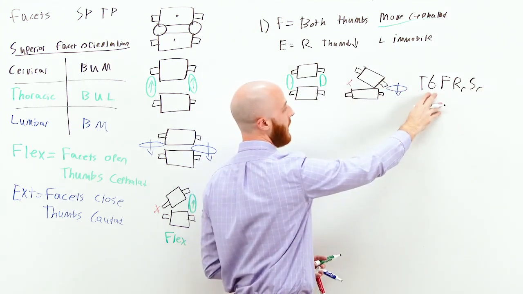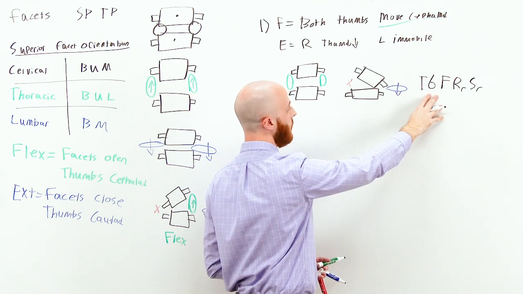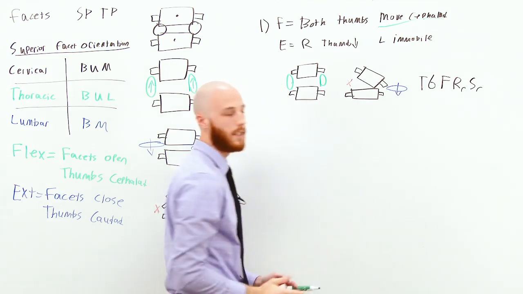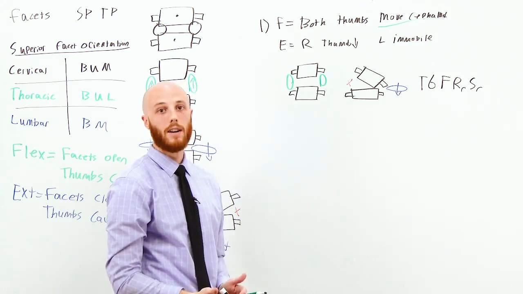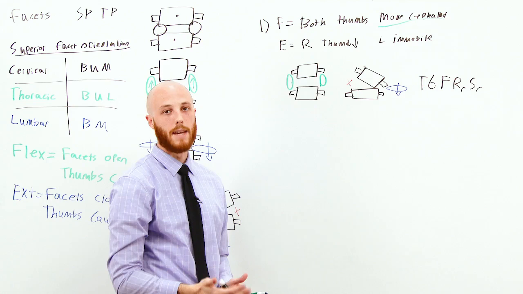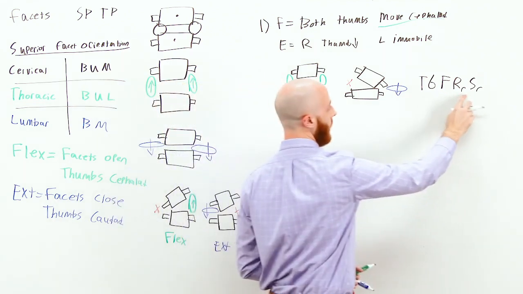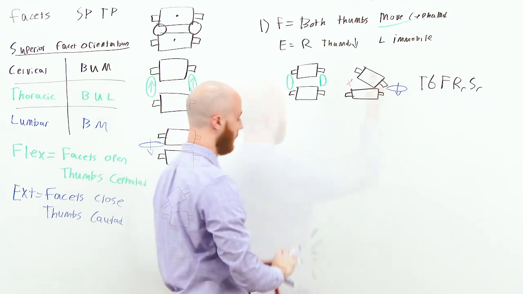You can even use Fryette's laws to double check yourself if you need to. You know that since it's a flexion dysfunction and using the second law, rotation and side bending occur in the same direction. So rotated right, side bent right.